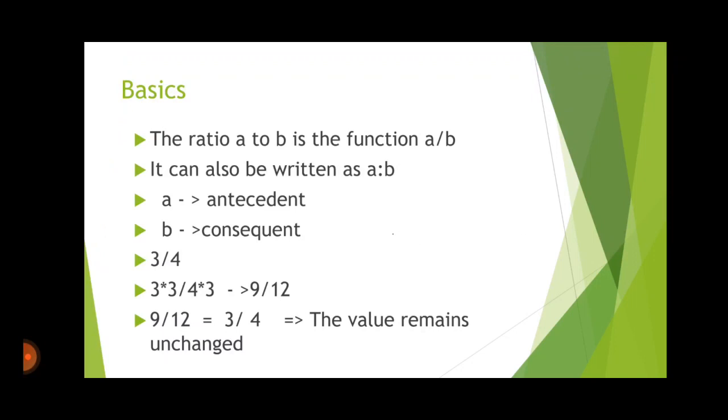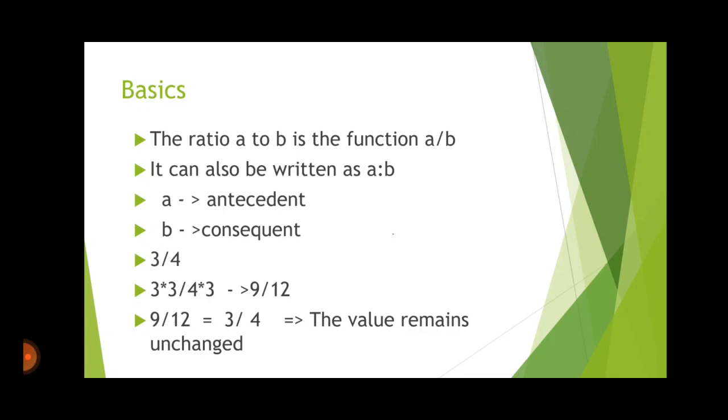The ratio A to B is the fraction A divided by B, and it can also be written as A is to B. In A is to B, we can call A the antecedent and B the consequent. For example, the ratio 3/4 can also be written as 3:4.